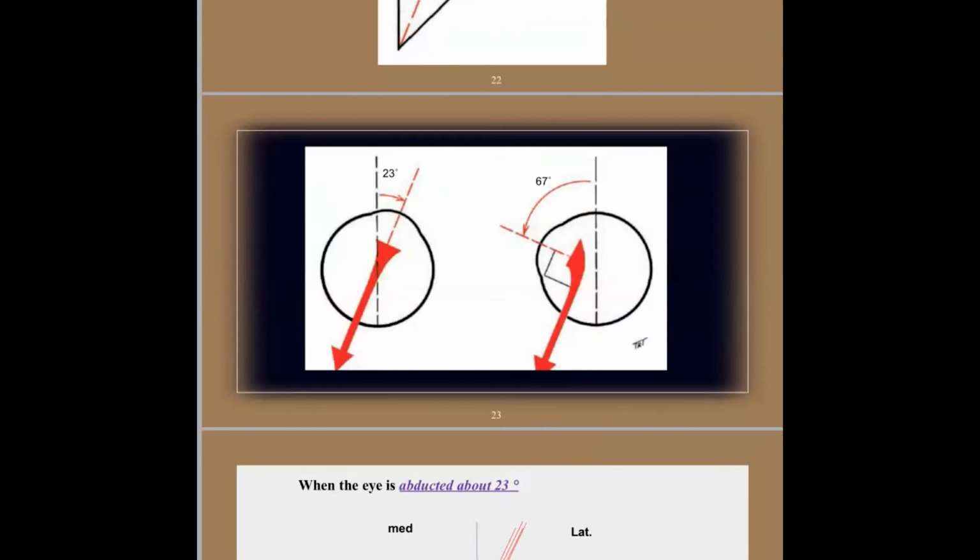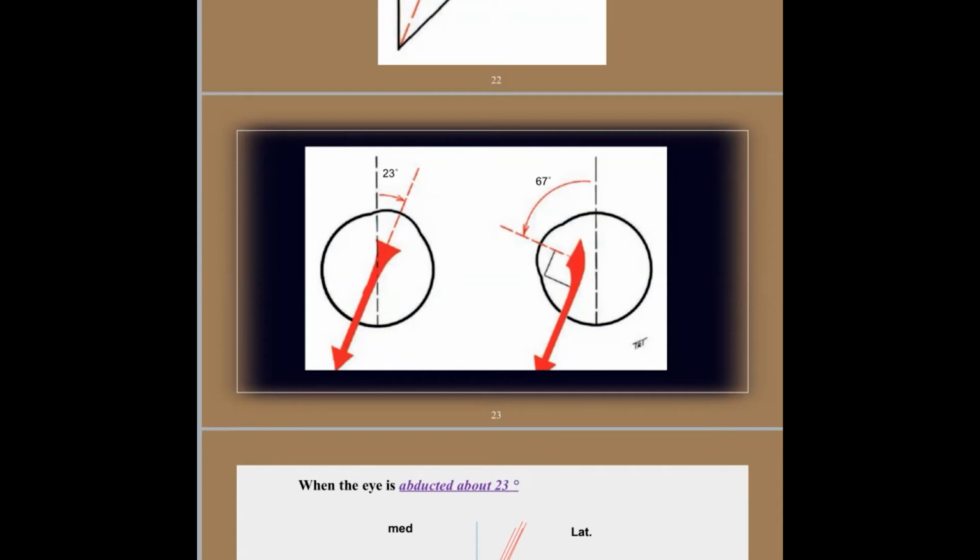If you are rotating the globe here, the optical axis, as you see, is parallel to the axis of the muscle, like that, and the cornea is looking in this direction. So here, what is the action that you suspect? The superior rectus, which is attached to the superior part of the sclera, will result in elevation of the globe. Do you understand this?